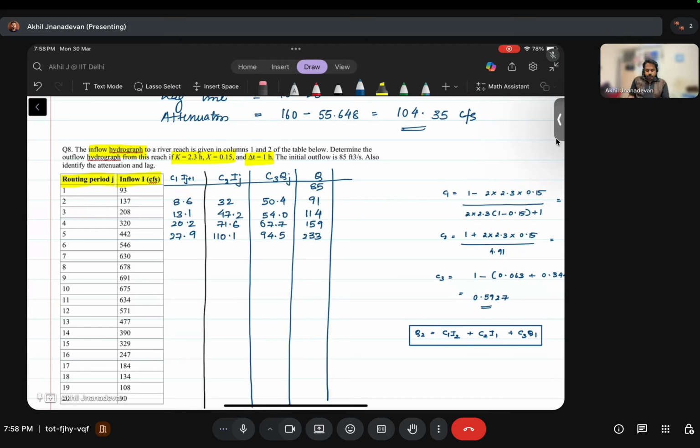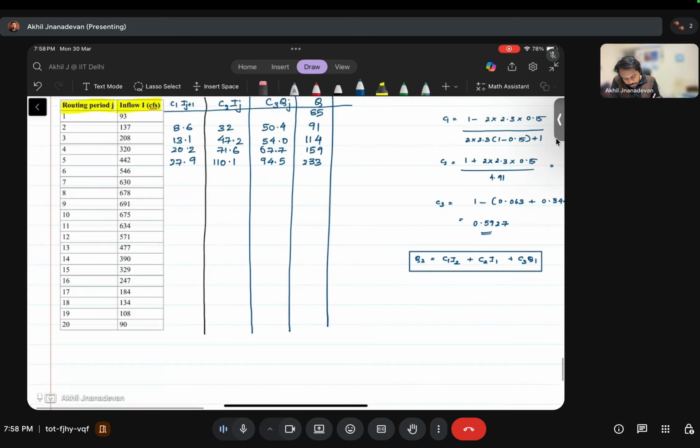It is pretty much straightforward. The only part is finding C1, C2, C3, then setting up according to the J values. We have to substitute this. So here this is C1 into I j plus 1, that is C1 into 137, the first time step, C2 into Ij means C2 into 93, and C3 into Q means C3 into 85. So if you just have to continue this, I will just write the other answers.